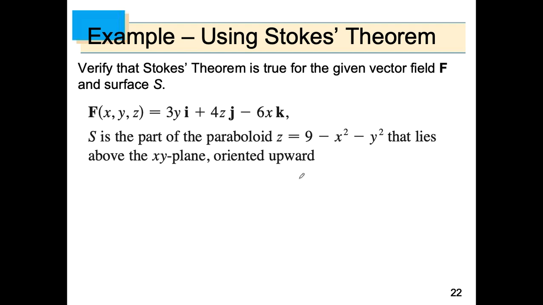Let's try a slightly different problem. Let's verify that Stokes' theorem is true for the given vector field F and surface S. Here they give us the vector field, and the surface is the part of the paraboloid that lies above the xy plane. It's oriented upward. Obviously this is opening downward, but it's oriented upward, if we recall what that means with the right-hand rule.